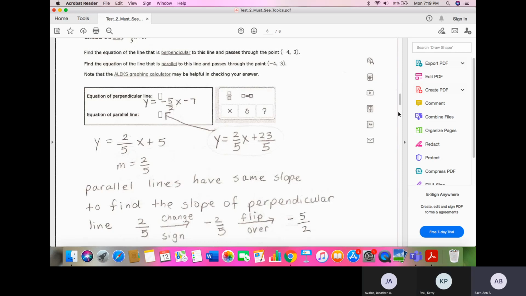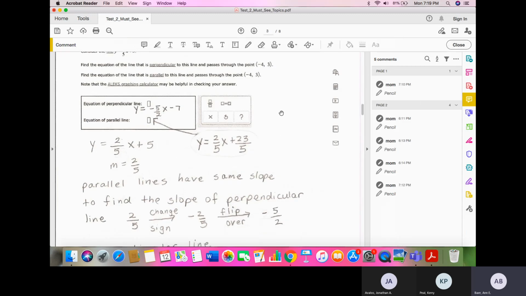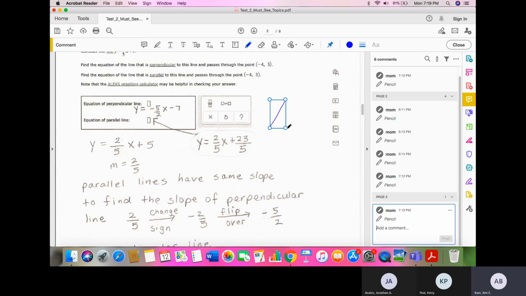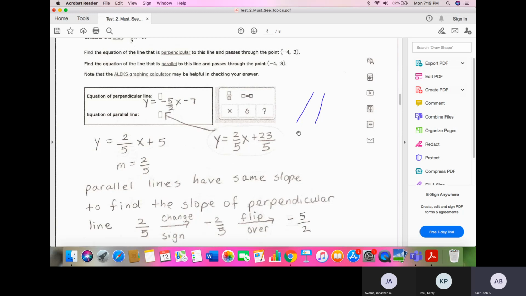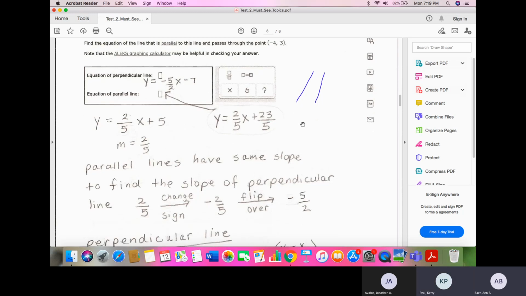Parallel lines have the same slope. So parallel lines have the same slope because slope is just a measure of steepness. If here's a line and here's a line parallel to that, so let's take a look at those two. Imagine they're parallel. They didn't do a perfect job there, but the software works pretty well. So these two lines are parallel.